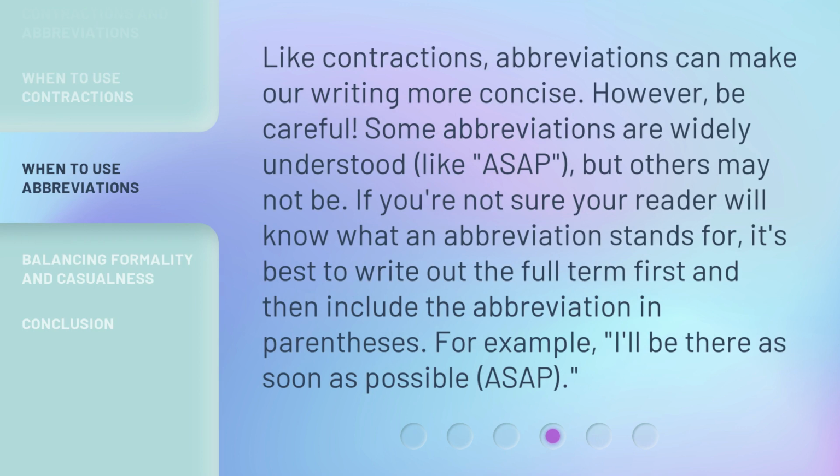Like contractions, abbreviations can make our writing more concise. However, be careful. Some abbreviations are widely understood, like ASAP, but others may not be. If you're not sure your reader will know what an abbreviation stands for, it's best to write out the full term first and then include the abbreviation in parentheses. For example, I'll be there as soon as possible, ASAP.